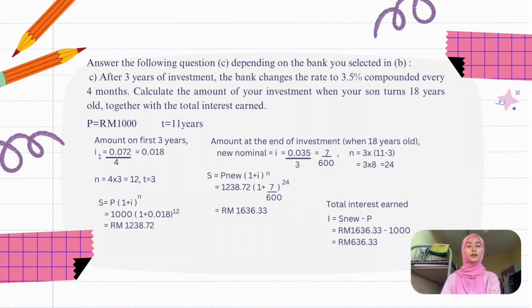Then, we need to calculate S. Our S now is P new multiplied by (1 plus 7 over 600) to the power of 24. Our answer is RM1636.33. The last one is total interest earned, which is I equal to S minus P. So, the total interest earned is RM1636.33 minus 1000 equal to 636.33.